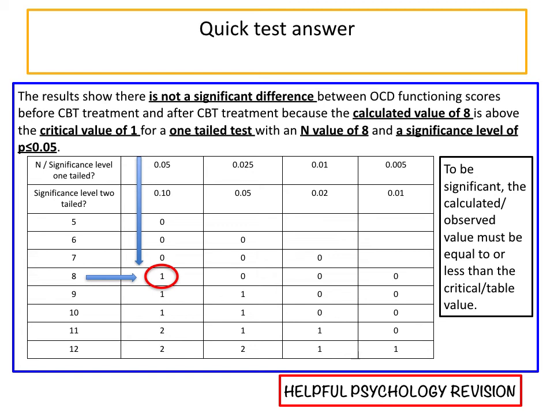Remember, you compare your calculated value to the critical value from the critical values table. And to be significant, the calculated or observed value must be equal to or less than the critical table value. In this case, 8 is bigger than 1, and so there is no significant difference between before and after treatment.